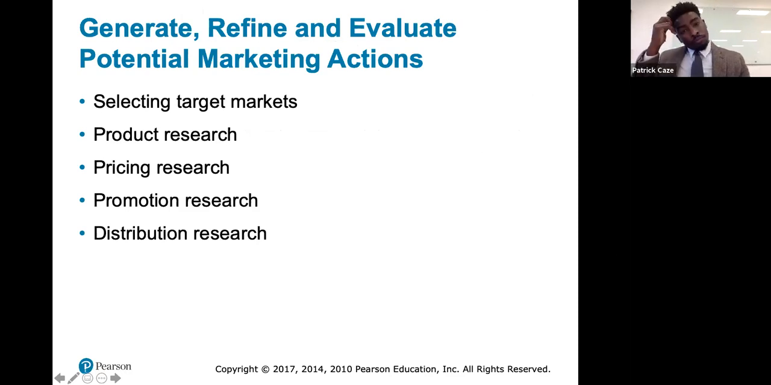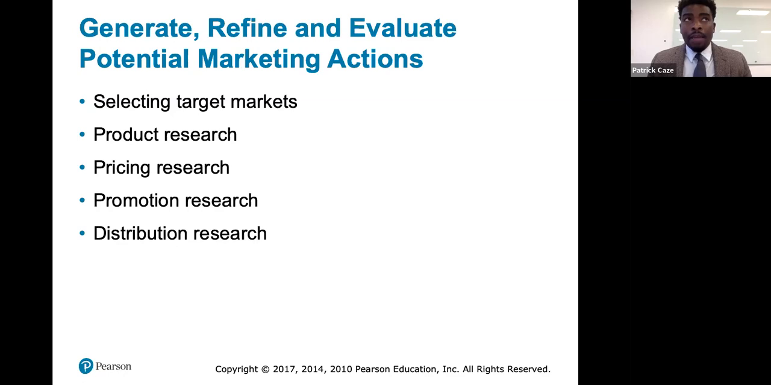Okay. So marketing research is also used to generate, refine, and evaluate potential marketing action. All right. It helps you select target markets. Based on your research, you will know, okay, this is a good market for my product. Then product research. You'll look at, again, the particular product and see, does it make sense? Does it make sense to, I don't know, have a Lamborghini dealership, say, in a middle-class neighborhood, right? Probably not, because most folks probably cannot afford it in that area. So again, looking at the product, does it make sense for where I'm going to place it, all right?